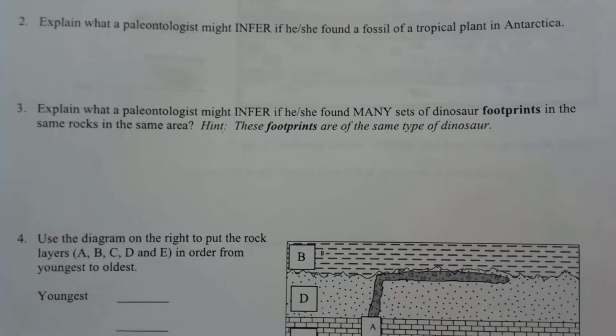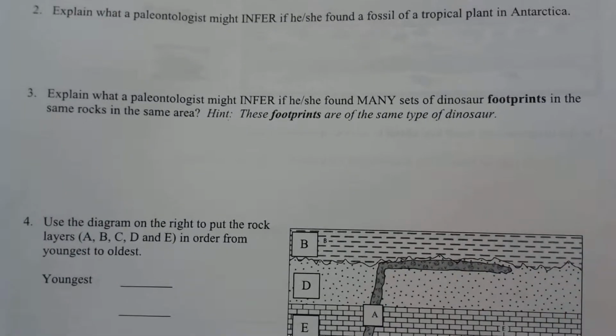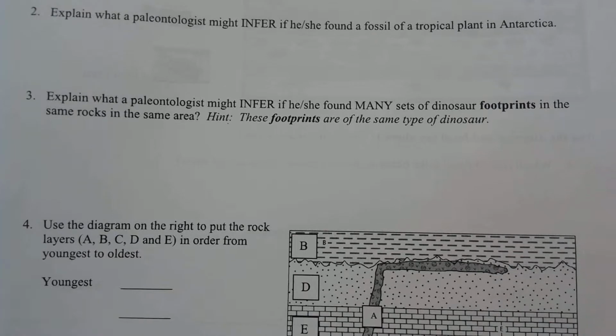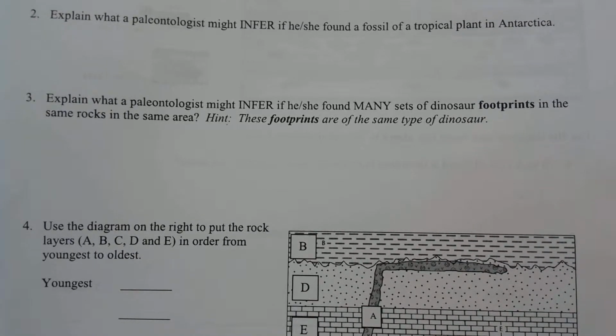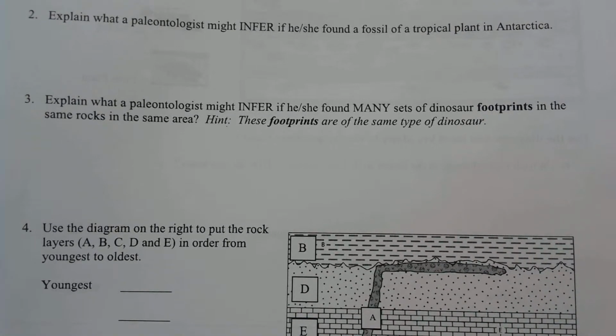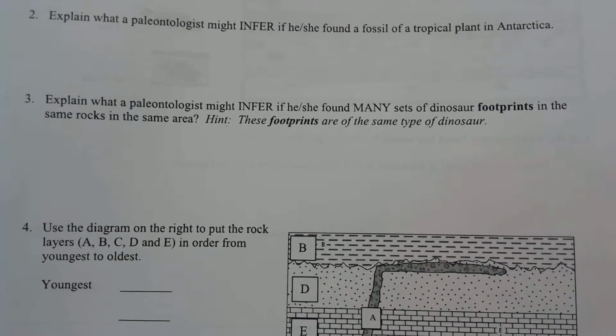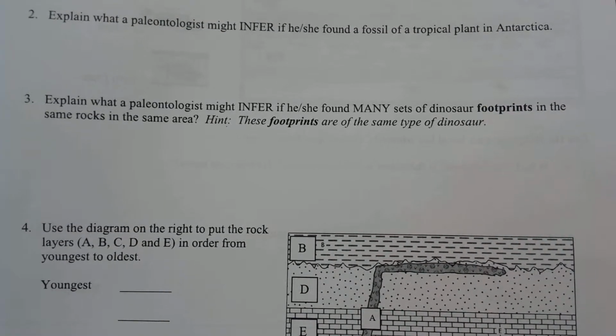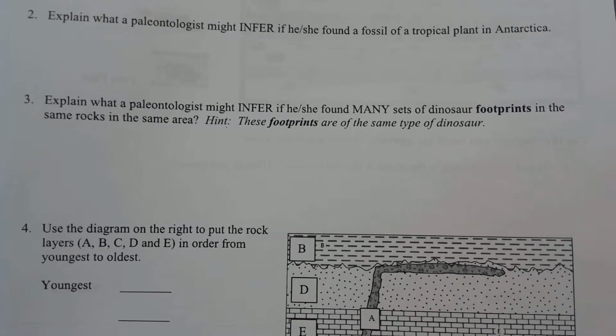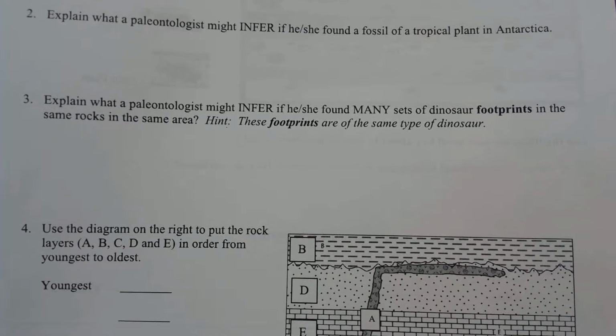Number 3. Explain what a paleontologist might infer if he or she found many sets of dinosaur footprints in the same rocks in the same area. Hint, these footprints are of the same type of dinosaur.